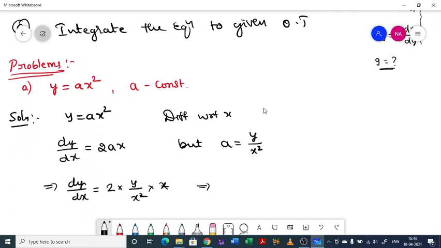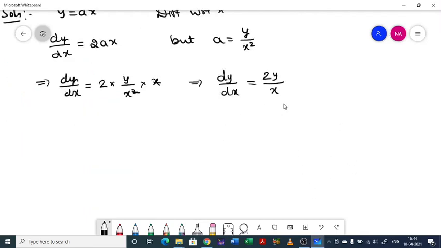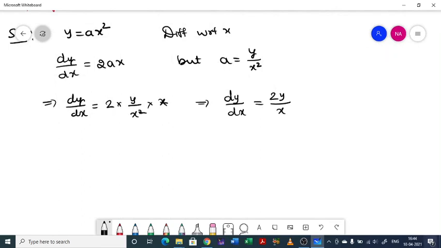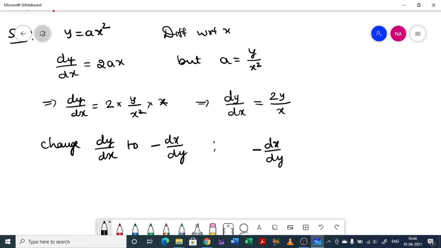So you have dy by dx equal to 2y by x. So you got the differential equation of the given curve. Now change dy by dx to minus dx by dy. Changing that, you will be getting minus dx by dy equal to 2y by x. See, only this derivative we have to change to minus dx by dy. Other term should be kept as it is. So minus 2y by x you got.